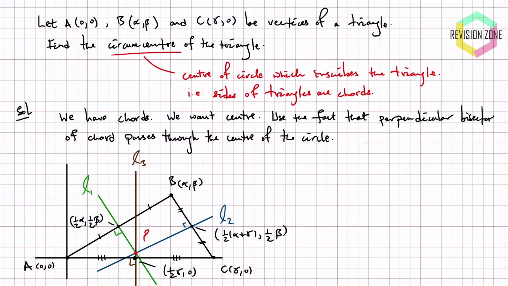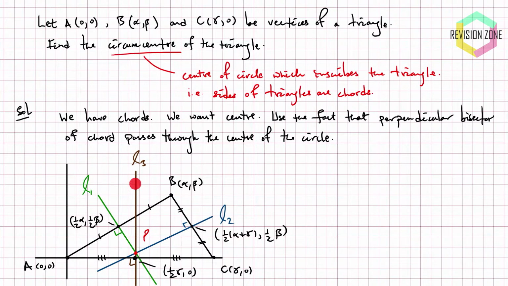And lastly, 0 plus gamma is gamma. And then we halve it to get a half gamma. And 0 plus 0 is 0. And we halve it to get 0. So we've figured out our three midpoints. So we can start to now figure out the equations of these lines.